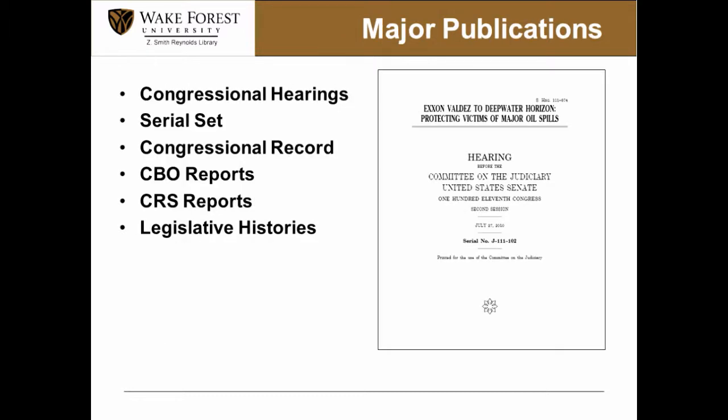So let's look at the major publications of Congress. And again, this is sort of oversimplified. There are some other things that come out of Congress that I'm not going to talk about today. But essentially, there are the hearings, there's the serial set, and there's the Congressional Record. Those are the three big things. I'm also going to talk a little bit at the end about Congressional Budget Office reports and the Congressional Research Service reports, and we'll touch on legislative histories.